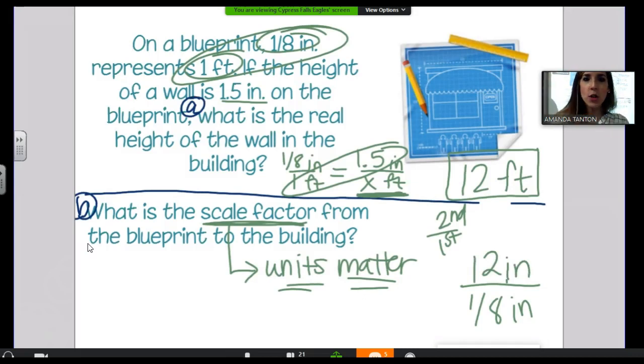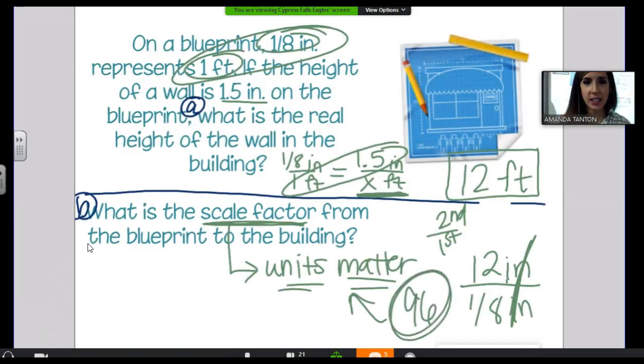Scale factors are unitless. Scale factors have no units. So the units need to match. When they match, they cancel. So when I do 12 divided by 1/8, I get 96. And 96 is the scale factor. Scale factors do not have units. So don't put 96 inches. Don't put 96 feet. Don't put 96 kilometers. Scale factors are simply a multiplier. 96 is the number that gets you from the blueprint to the building, and it is unitless.